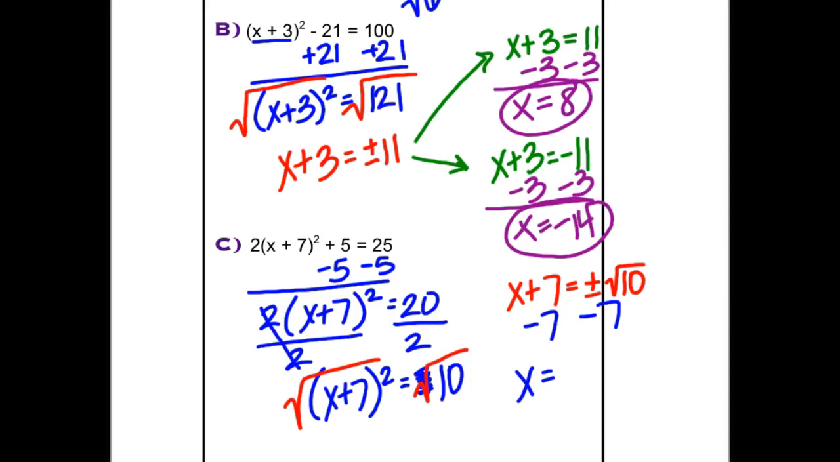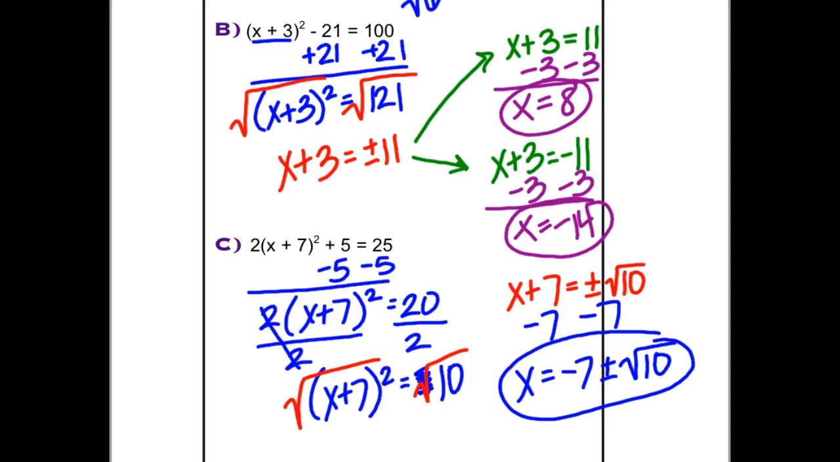And you get x is equal to, now here's the thing, we're combining these. We always want to put the nice pretty number out first. So we get negative 7, put the plus or minus in between, plus or minus the square root of 10. And as ugly as this looks, that is your answer.